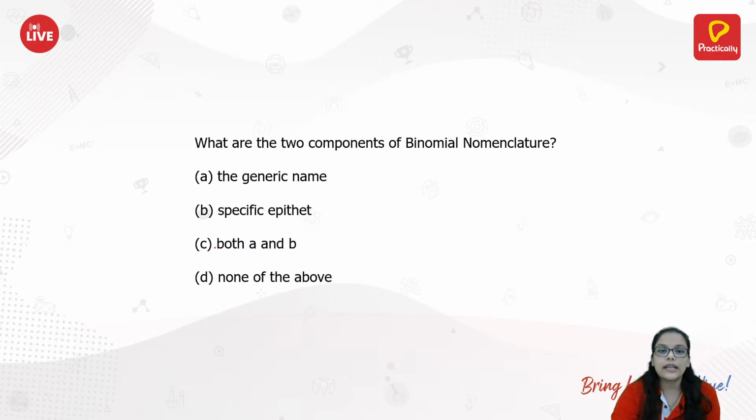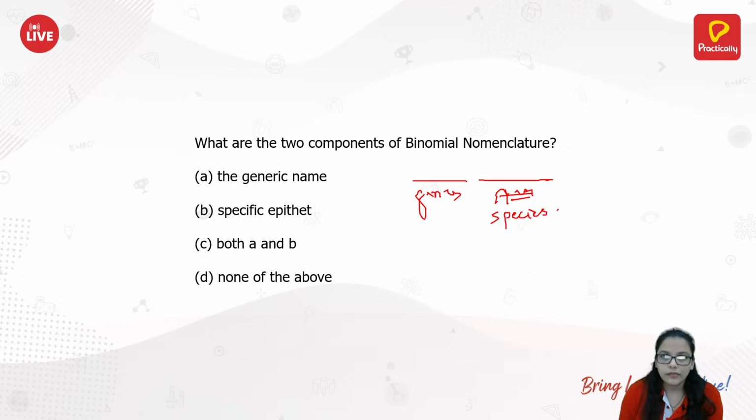Okay, so the next one, what are the two components of binomial nomenclature? Generic name, specific epithet, both A and B, none of the above. C. Binomial nomenclature, as I said, has two names. One is genus, one is species. So genus and species, both of them. So the answer is both A and B.